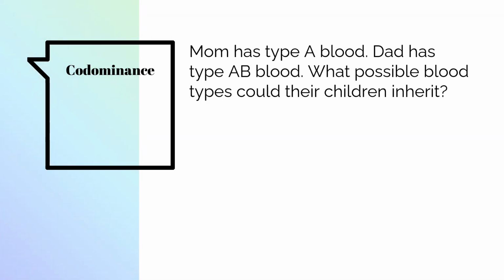Let us have this example. Mom has type A blood. Let's say this is a homozygous one. Dad has type AB blood. What possible blood types could their children inherit?